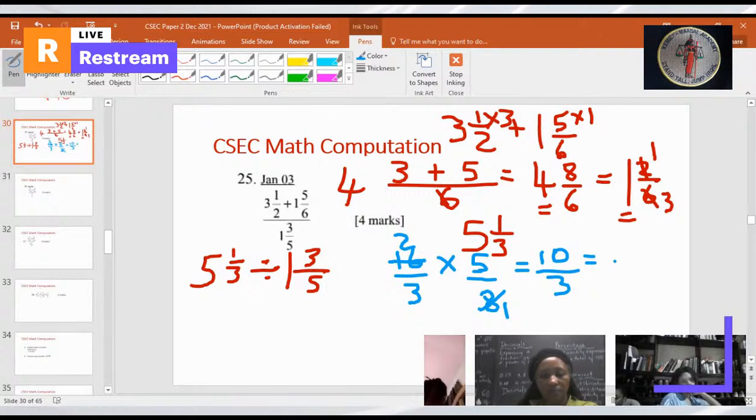You can change that to a mixed number. 3 into 10 goes 3 times. It would be 3 and 1 over 3. 3 and a third.